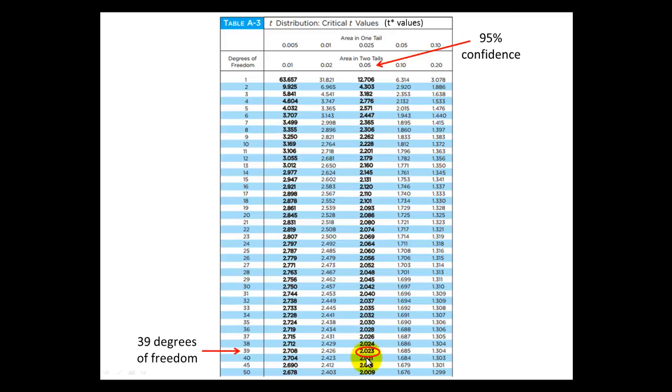Notice it's a little larger than the critical value if we were using the z-distribution. For a 95% confidence interval, that is 1.96 we've learned. But with a t-distribution, they tend to give a little larger critical values. Thus, it's going to make our interval a little bit wider than a z-distribution would.